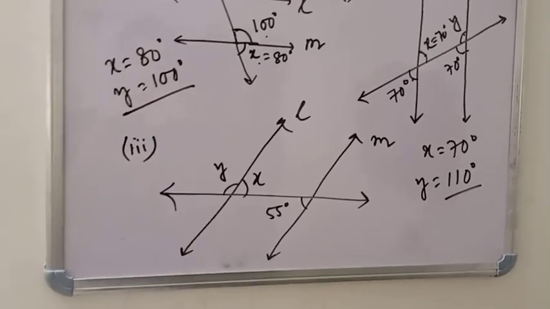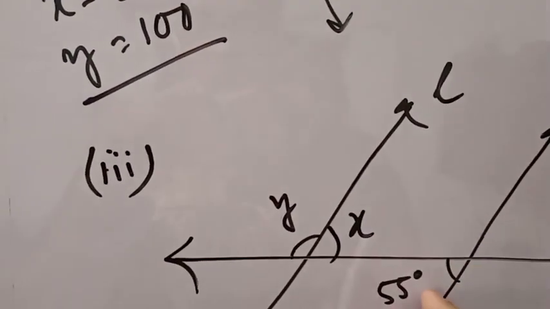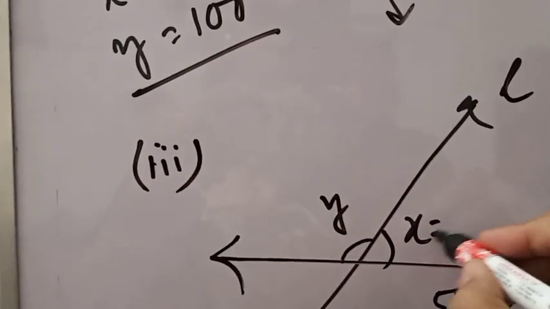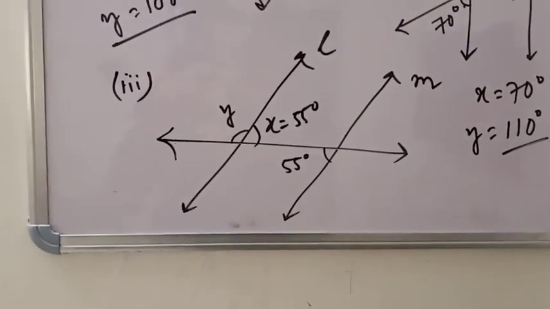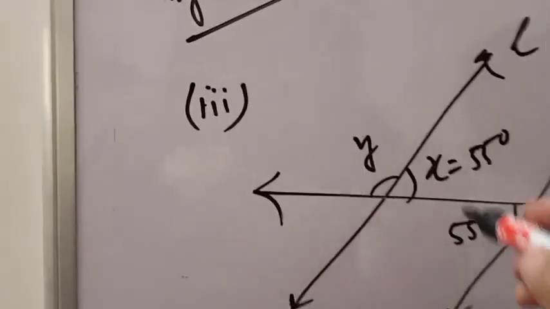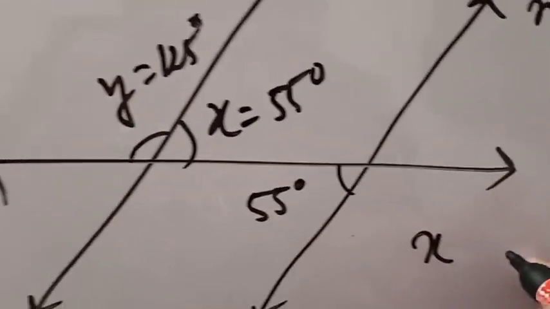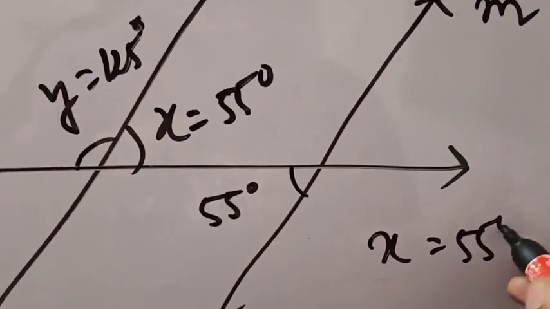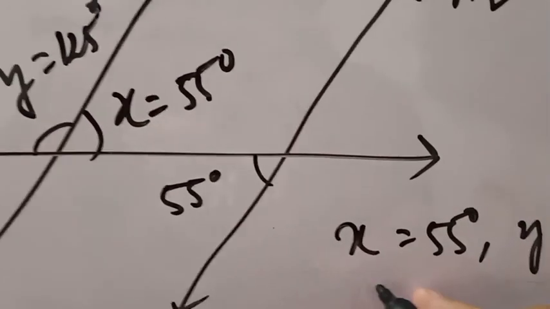Now in number 3, see that this angle is given 55. So this is 55 means this angle is also 55. Why? Because alternate angle, and x and y are in linear pair. So 180 minus 55, this is 125 degree. So x equals 55 degree and y equals 125 degree.